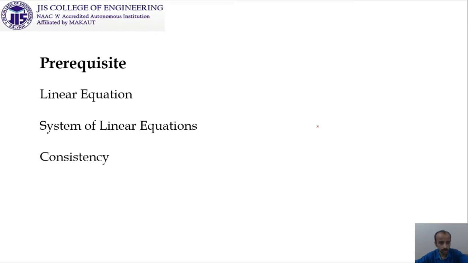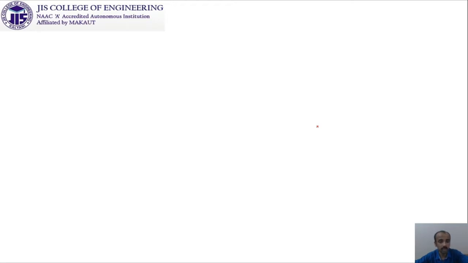And obviously we need the symmetry or the pattern that we got in the class of consistency, just to verify how that particular concept is going to be important in this discussion. So let us go into the topic directly.